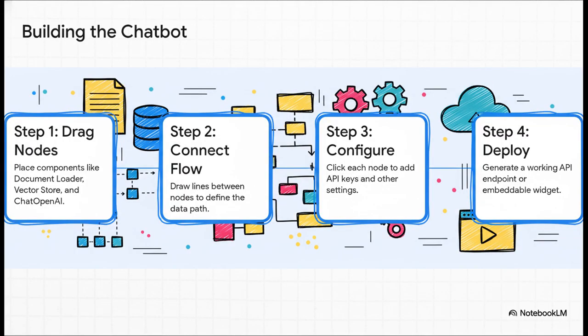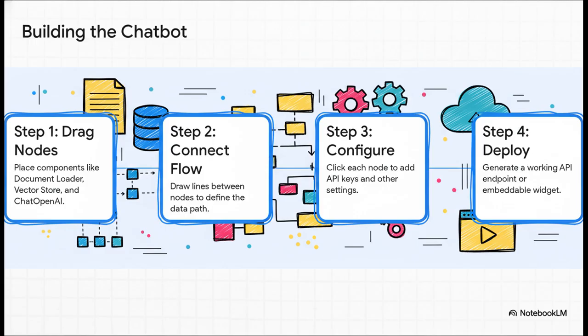Okay, step one, you just drag your main components onto the canvas. You'll grab a document loader, a vector store, which is just a fancy database that makes your text searchable by meaning, not just keywords, and a chat model like OpenAI. Step two, you connect the dots, literally, to create the logical flow.